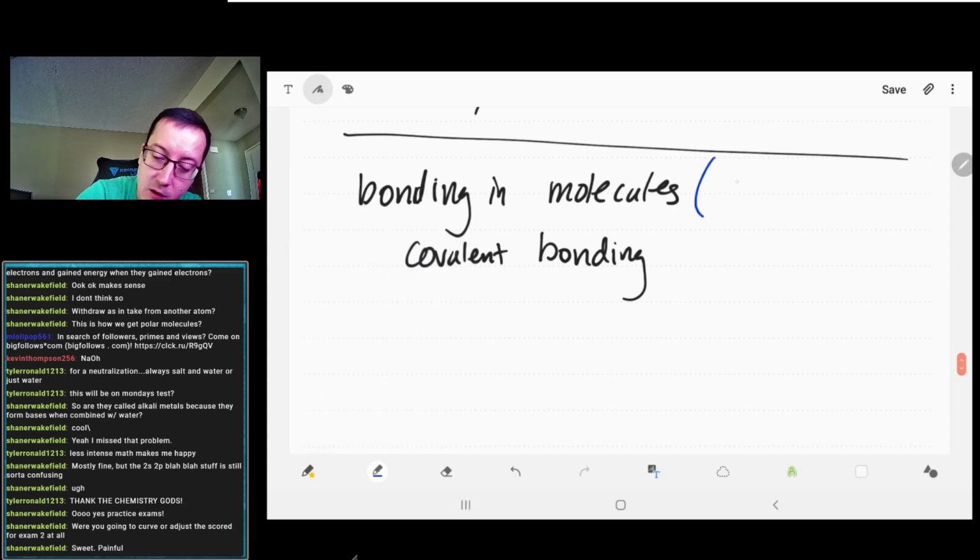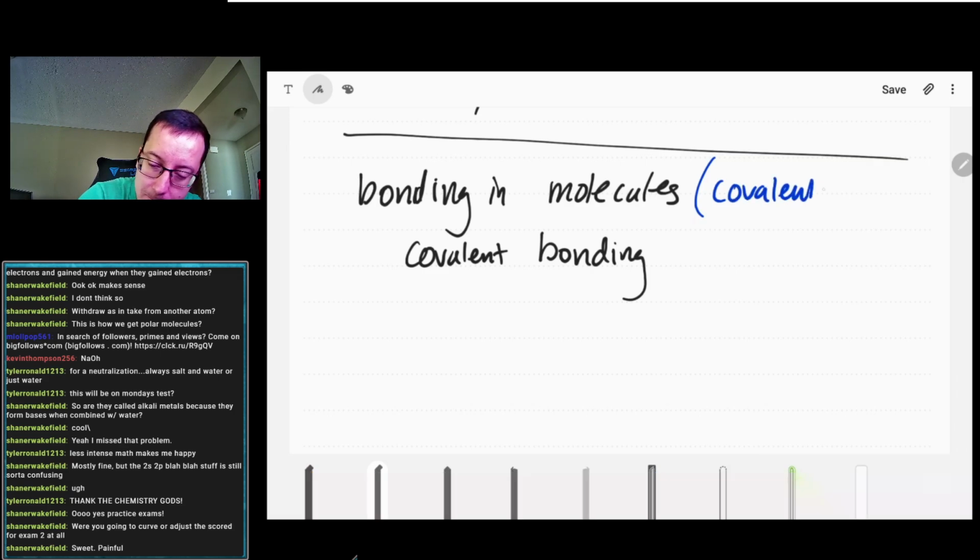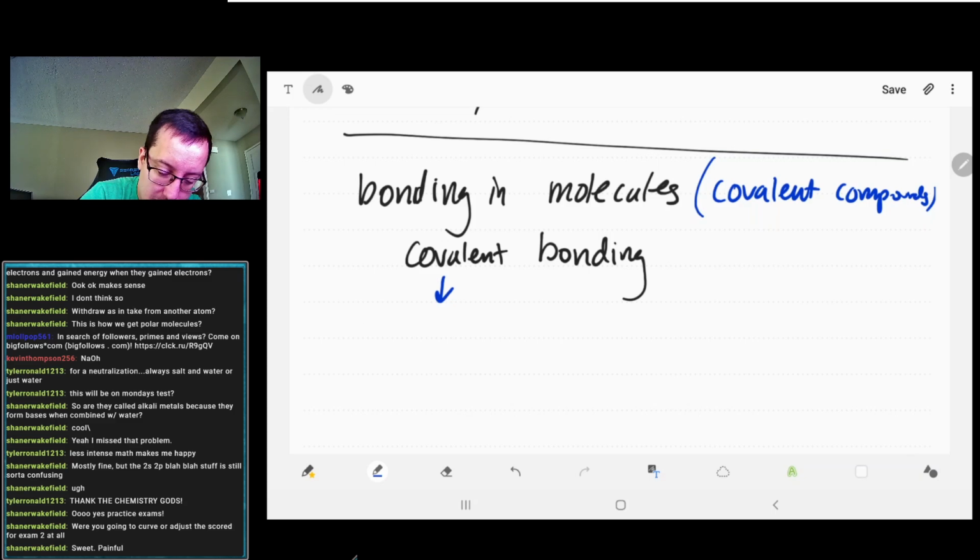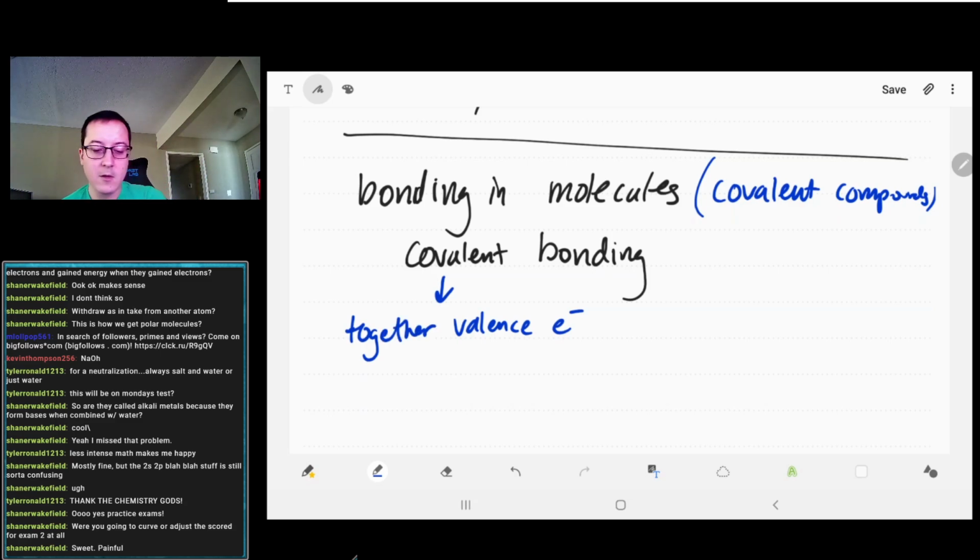We also call molecules covalent compounds. And if we look at the word covalent, that means valence electrons, right? Valent. And then co means together, right? So these ones are actually going to share electrons, and those are always going to be shared in pairs. So we're going to be able to describe how molecules look using this concept of covalent bonding.